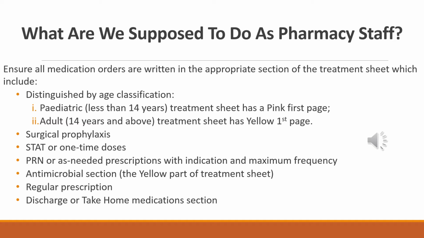1. Our treatment sheets are distinguished by age classification. That is, A, for pediatric, less than 14 years, the treatment sheet has a pink first page. B, for adults, that is, 14 years and above, treatment sheets have yellow first pages. 2. Surgical prophylaxis orders should be written on the front page. 3. Stat or one-time doses should be written in the designated place. 4. PRN are as-needed prescriptions with indication and maximum frequency. 5. Antimicrobial section, the yellow part of the treatment sheet. 6. Regular prescription. 7. Discharge or take-home medications section.